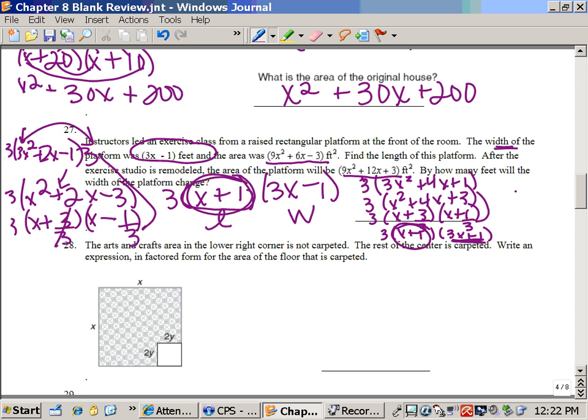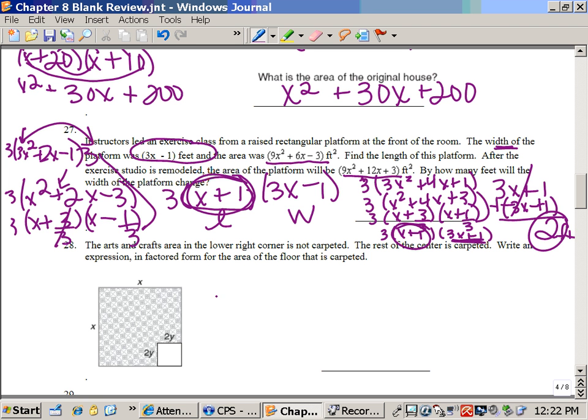Now I need to find the difference between the new one, which is 3x plus 1, and subtract 3x minus 1 to find out what the difference between them is. That changes my signs. The 3x cancels, and 1 minus negative 1 is 2. So the difference between the remodeled and the old is 2 feet.